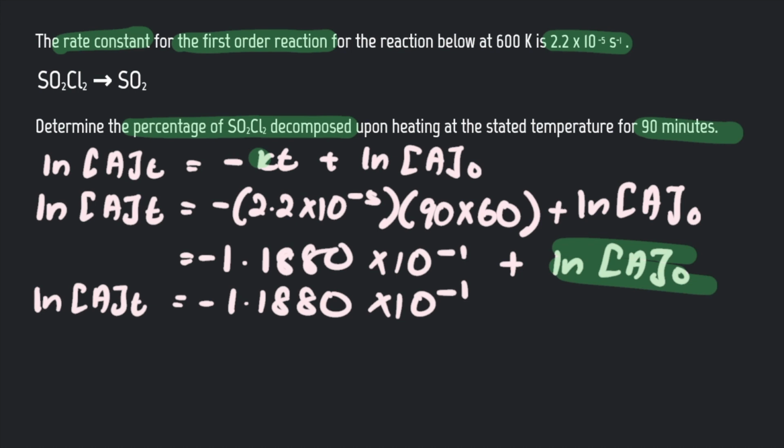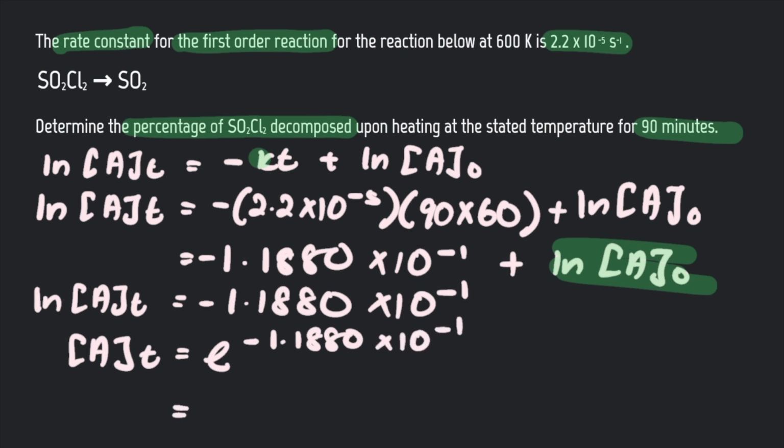So it's easier for you to find what At is. Negative 1.1880 times 10 to the power of negative 1, so you will get 0.8888. Alright, but this is not the end because you were asked to determine the percentage, right? So we need to calculate the percentage instead of just knowing the concentration.